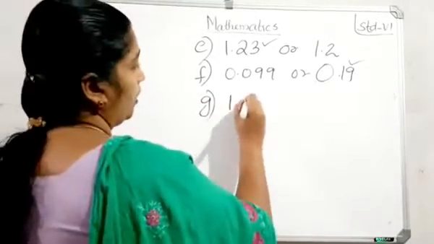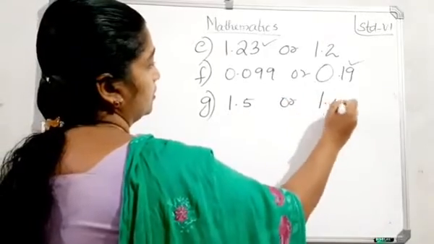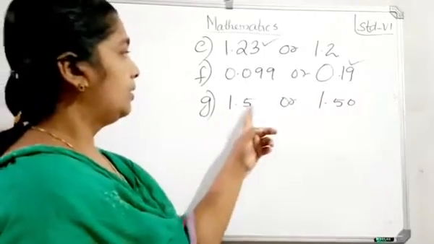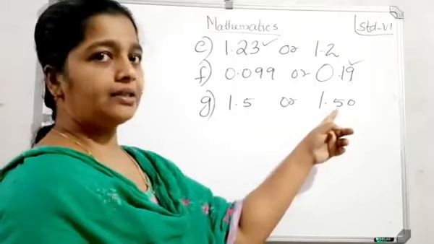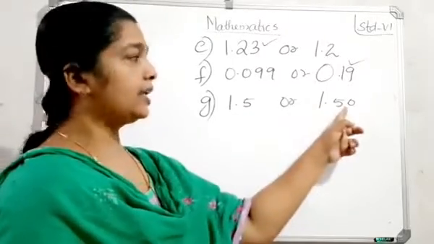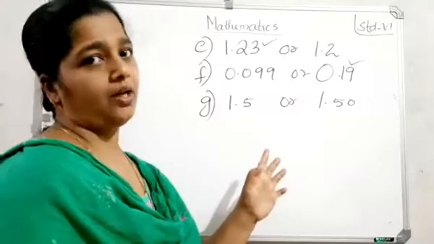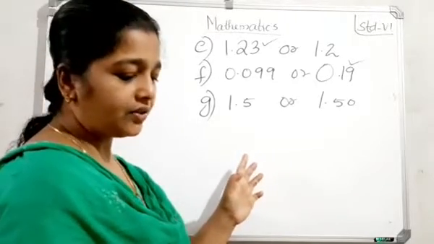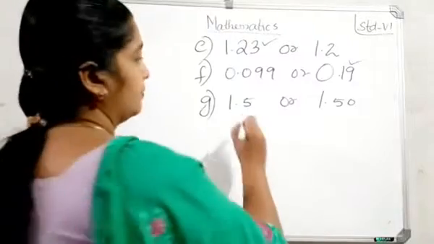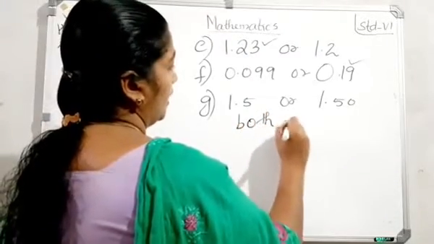1.5 or 1.0. So here the 10th place is 5, but the 100th place is not there. Here the place value is 0. Therefore both are equal. Both are the same. We want to write both are same.